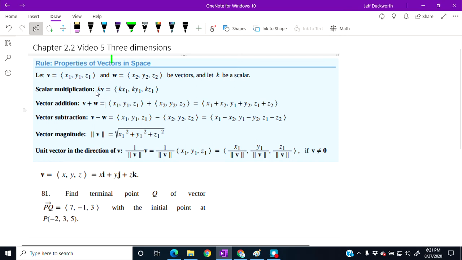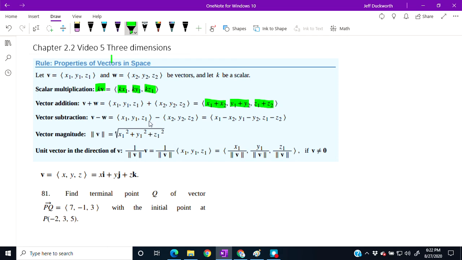We multiply some scalar k by our vector. We're going to multiply it component-wise, each bit. When we add vectors together, the x's get added together, the y's get added together, and then the z's get added together. So all components. The same with the vector subtraction.